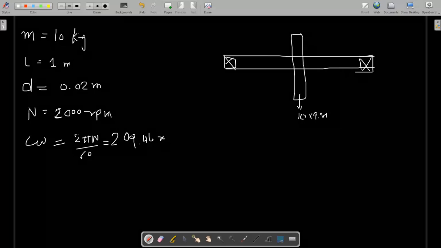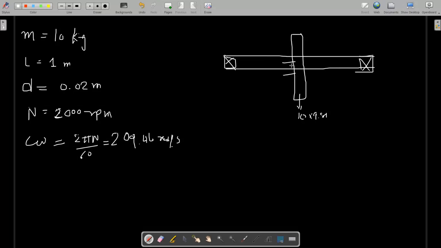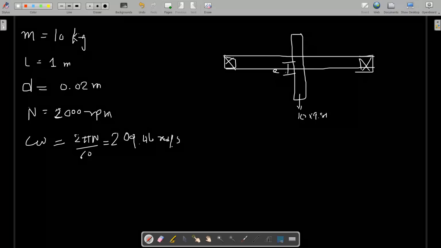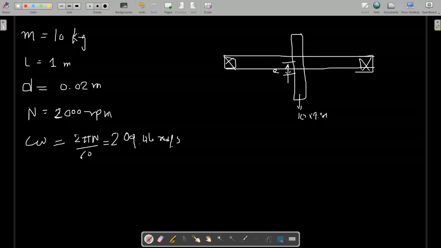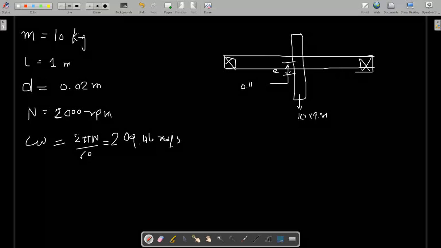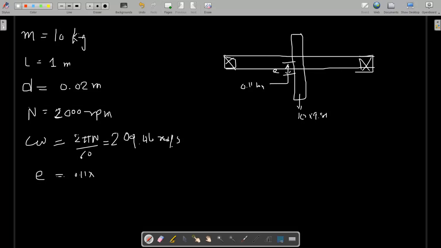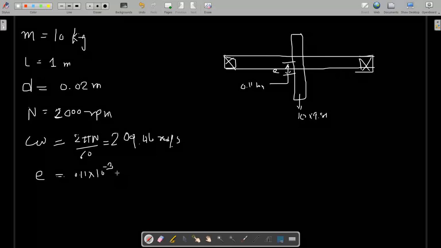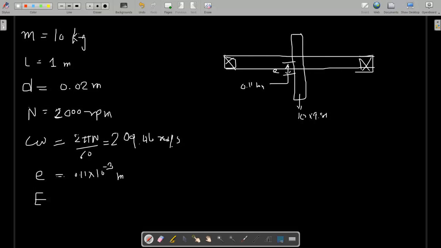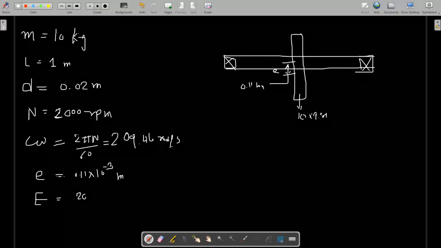209.44 radian per second. Okay, and it is given that this rotor is eccentric, the center is slightly below, so there is some eccentricity here, and this eccentricity distance is 0.11 mm. So I am writing here eccentricity small e, that is 0.11 into 10 raised to minus 3 meter, and the modulus of elasticity of the material is 200 gigapascal. That means the material is mild steel. Gigapascal is 10 raised to 9 Newton per meter square.